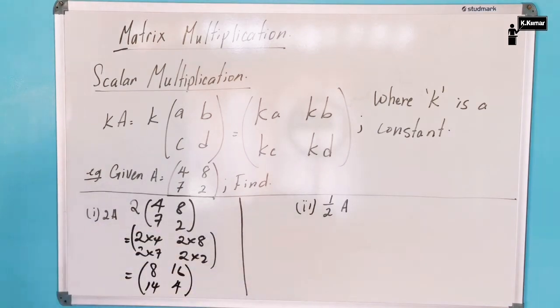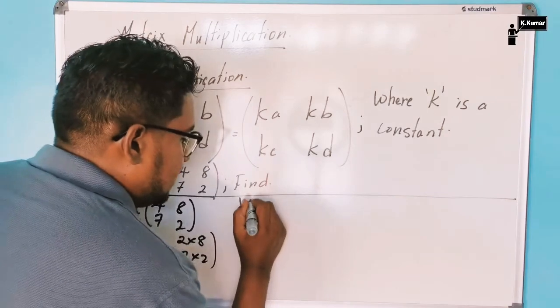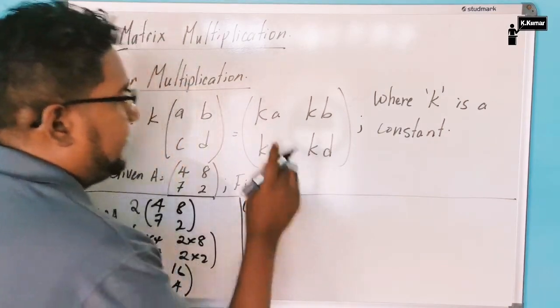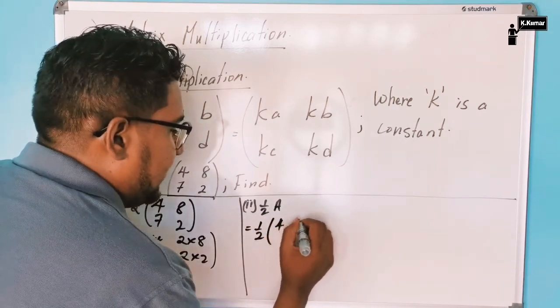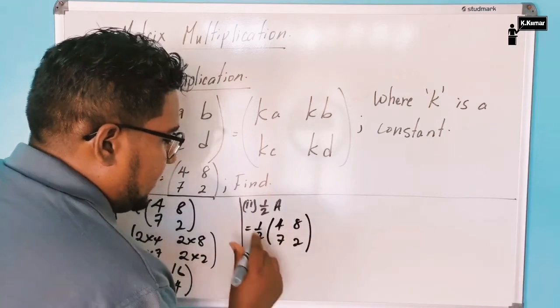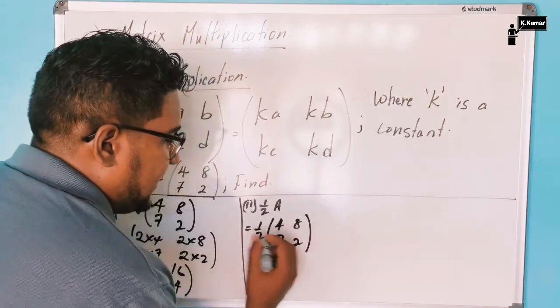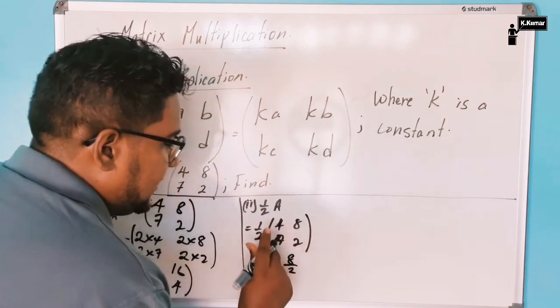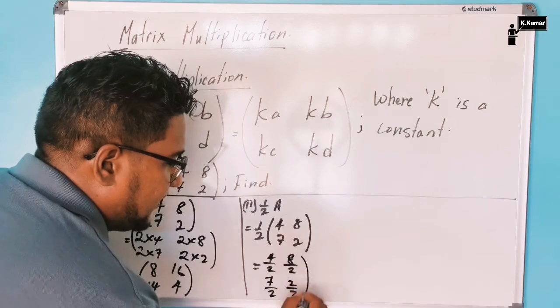Now let's say you have half of A, right? That means you're going to take A and you're going to multiply it by a half. So let me put this in the corner here. So you have a half A. A is 4, 8, 7, 2, so that's going to be a half multiplied by 4, 8, 7, 2. A half times 4 is going to be 4 divided by 2. A half times 8 is going to be 8 divided by 2. A half times 7 is going to be 7 divided by 2. And a half times 2 is going to be 2 divided by 2.